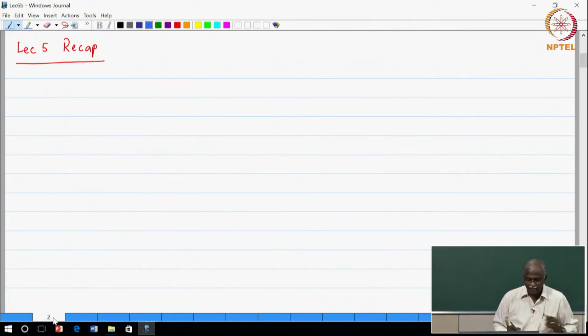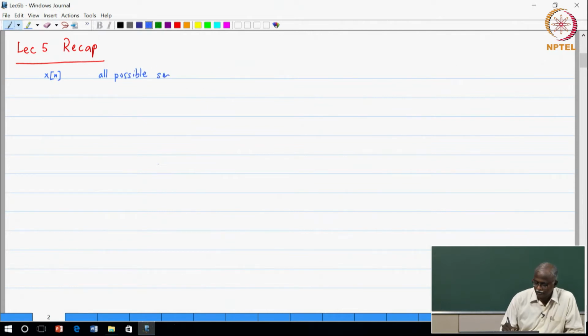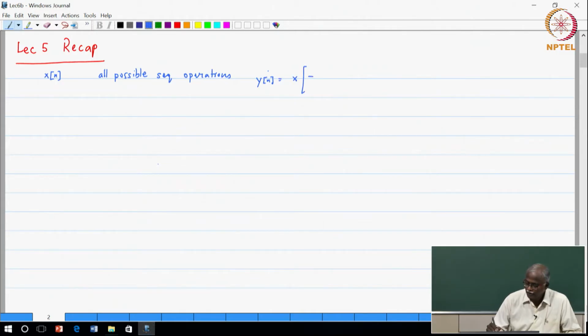So, let us quickly summarize the key contents of lecture 5 and then build on that. If I have a signal x[n], all possible sequence operations on this discrete time sequence can be captured in the following. Sequence operations can be represented as y[n] = x[(±M/N)n ± n0].